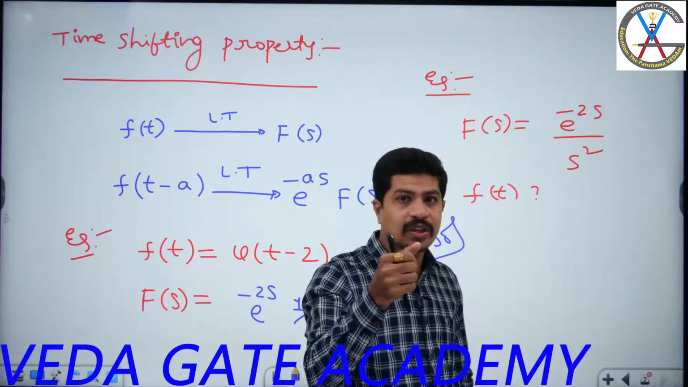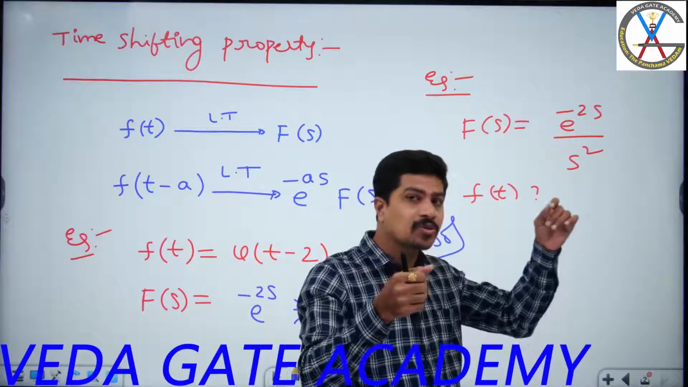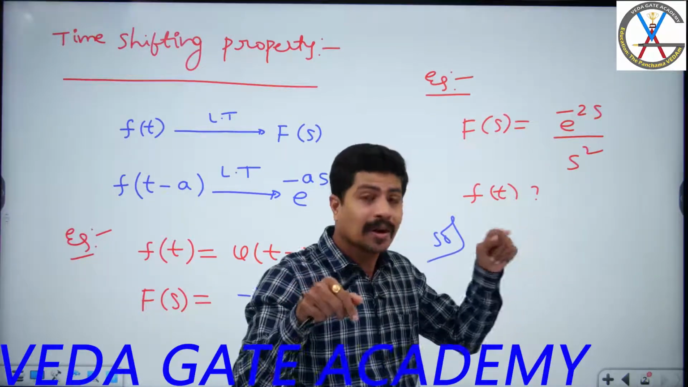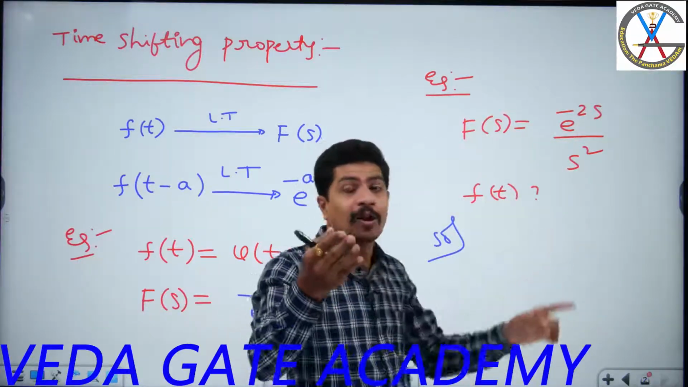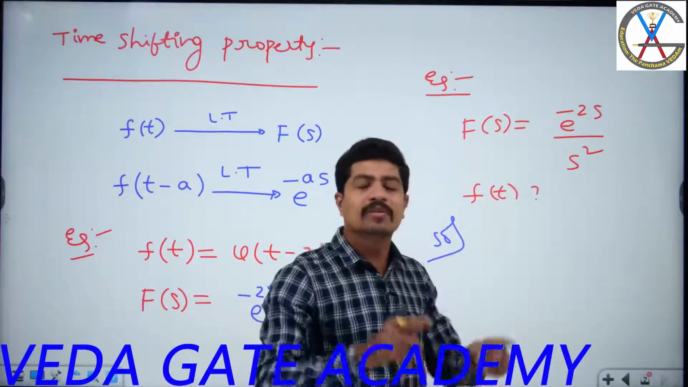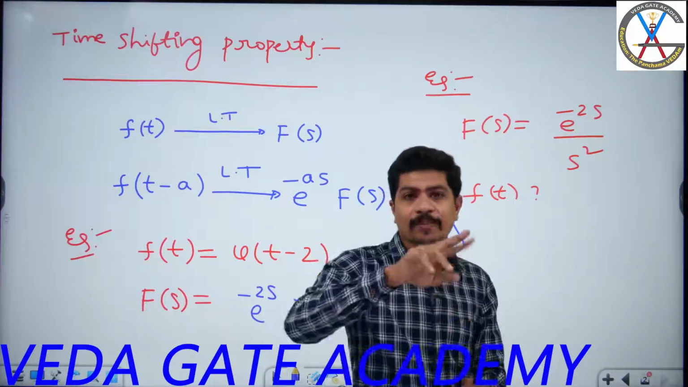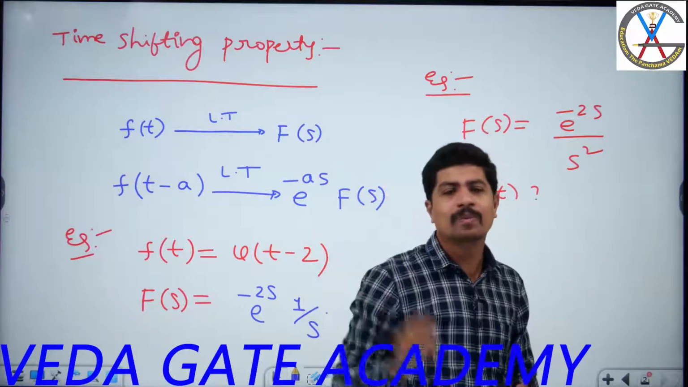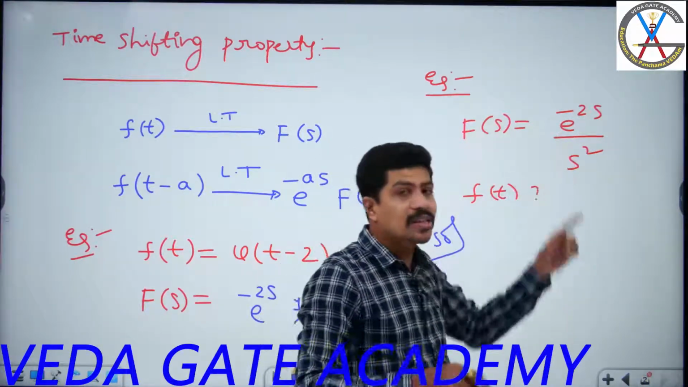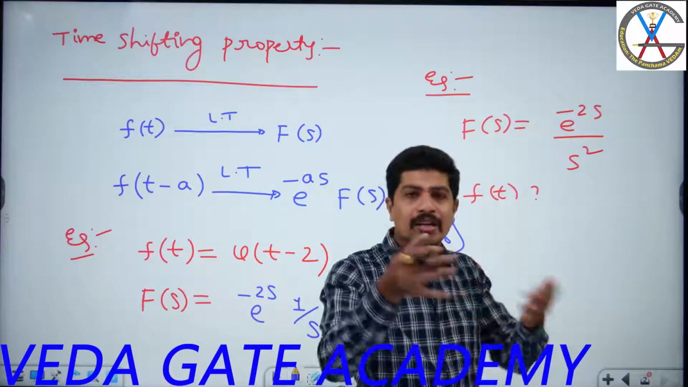For frequency shifting, suppose e power minus 2t is there in time domain, you will get 1 by s plus 2. But here in frequency domain, you have e power minus 2s. In time domain, you are going to get minus 2 only, with the same sign. In frequency shifting, the sign of that exponential will change: e power minus 2t, s plus 2 it will become. Here e power minus 2s is there, so there we are going to get minus 2 only.